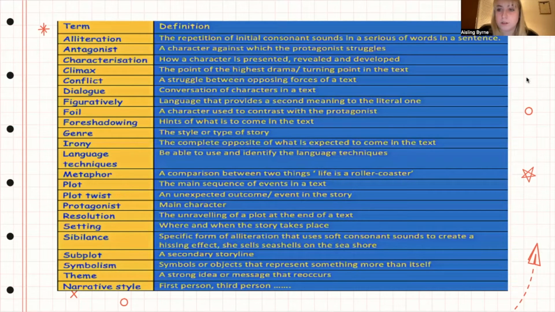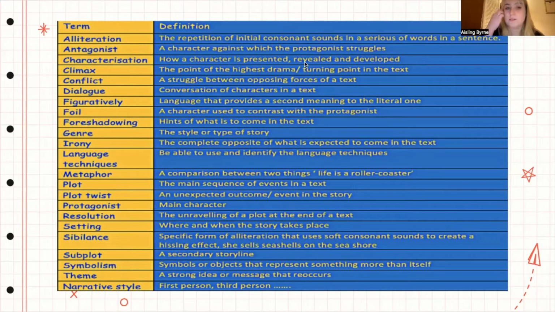Just moving on to this box I have of terms and definitions. This is the sort of language we need to be using when we're talking about fiction. Alliteration, which comes up in poetry as well, is the repetition of initial consonant sounds in a series of words in a sentence. Antagonist: a character against which the protagonist struggles. This is the villain of the story. Characterization: how a character is presented, revealed, and developed.